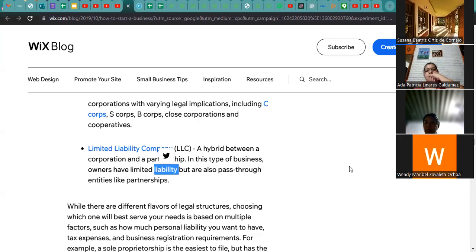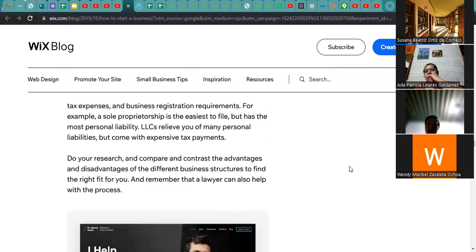Limited. Limited liability. Okay, a liability is an obligation to pay, teacher. Very good. That is it. So when you have a business, you have obligations. So you need to pay for some things, sometimes before, sometimes after the business cycle operation. So that will be responsibilities. Okay. So very good.